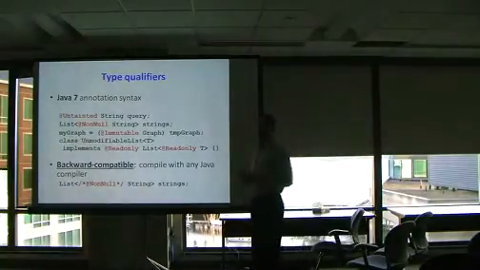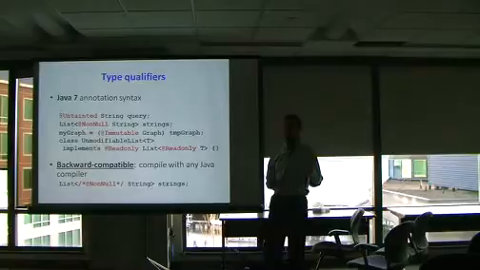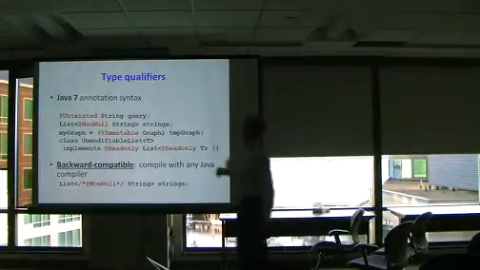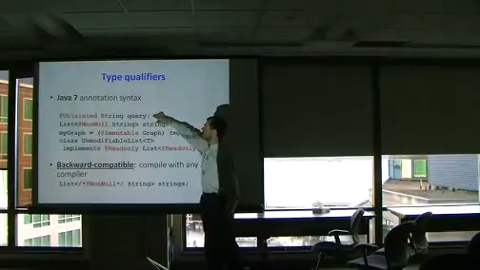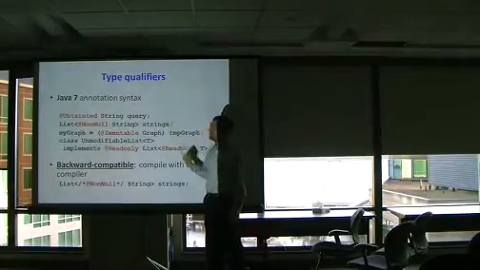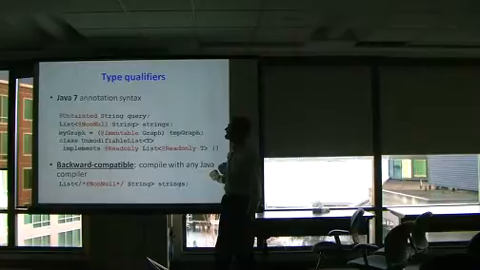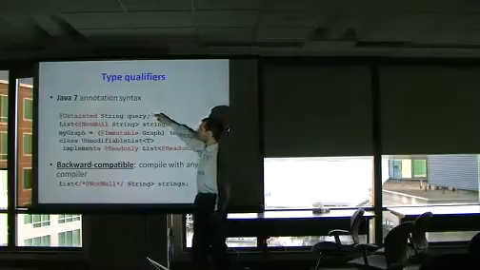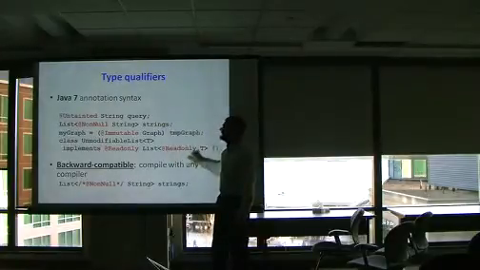So Java 5 already introduced annotations, but only annotations on declarations. Java 7 permits you to annotate any use of a type, not just declarations. So you can say, for instance, that this string is untainted, the query that you're going to be executing. You can also say, this is a list of non-null strings. And this is the sort of thing you could have written in Java 5. The rest of them are not.